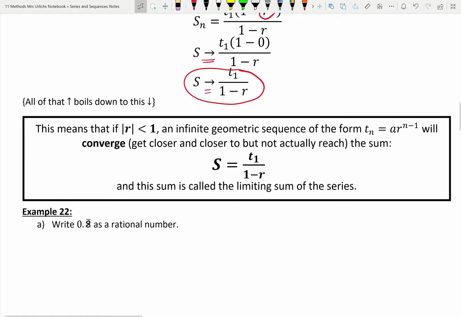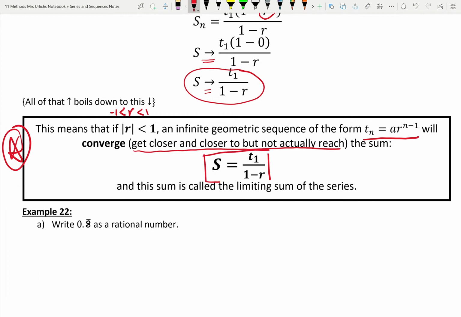And so, like I said when I gave you this sheet, the important part that you need is in the box. If the absolute value of r, or the size of r, is less than 1, as in it's between -1 and 1, an infinite geometric series of the form Tn = ar^(n-1) will converge, which means, quite specifically, get closer and closer to, but not actually reach, the sum of this. And so this is the formula that we're using, and it's called the limiting sum.